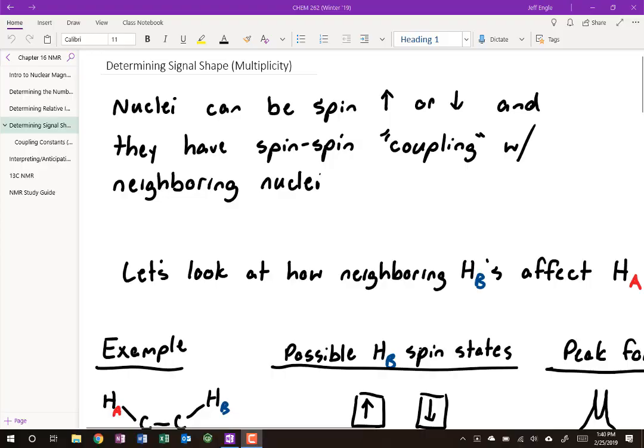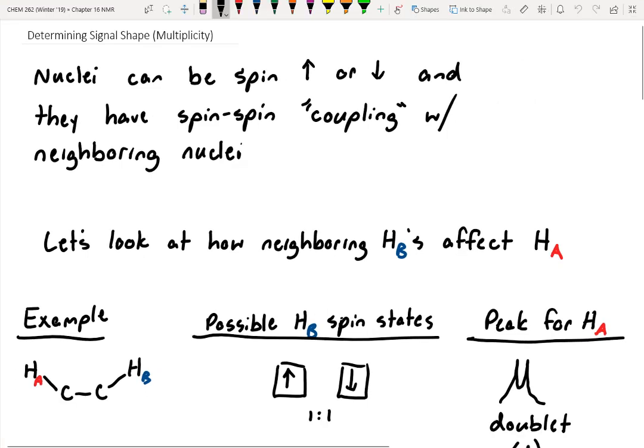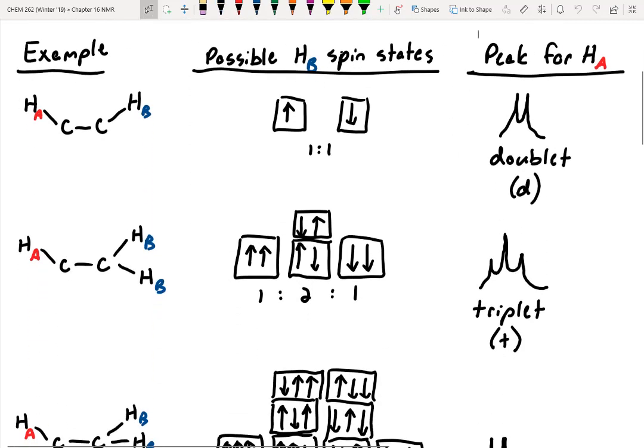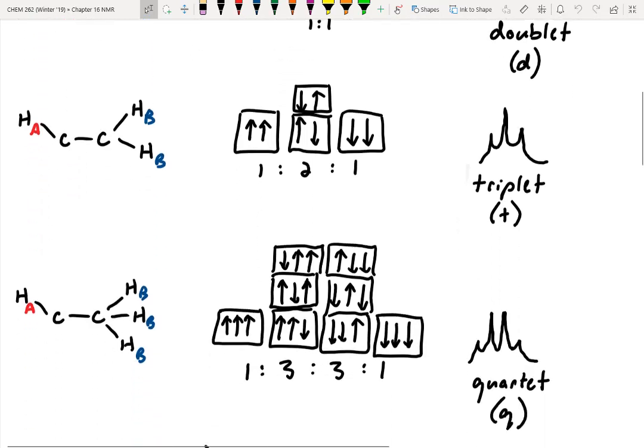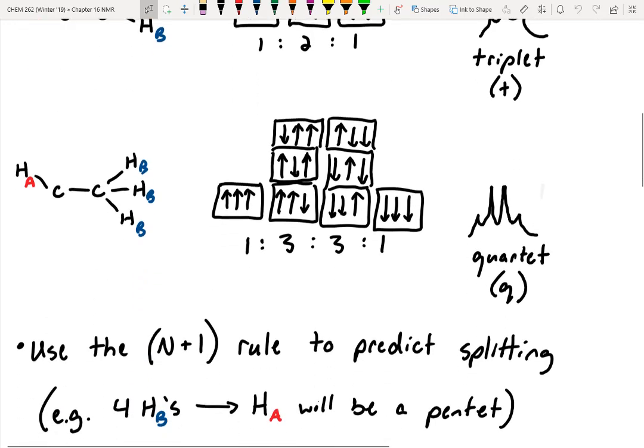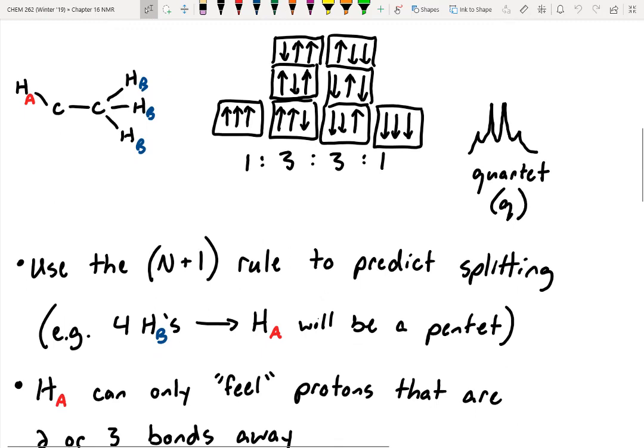All right, so last Thursday, we started looking at signal splitting in NMR, specifically proton NMR. You normally don't see signal splitting in carbon NMR unless you're doing an advanced experiment. And we said if you have one 3-bond neighbor, you get split into a doublet. So in this case, HA has one HB neighbor, so it gets split into a doublet. Middle example, we've got two 3-bond neighbors, so it gets split into a triplet. If we have three 3-bond neighbors, you get split into a quartet.